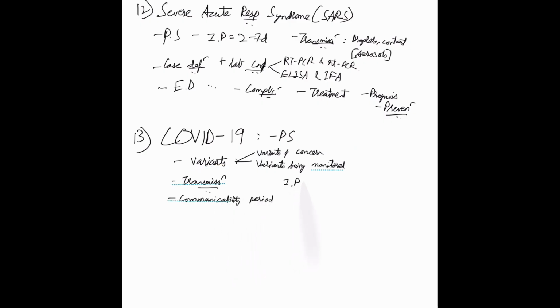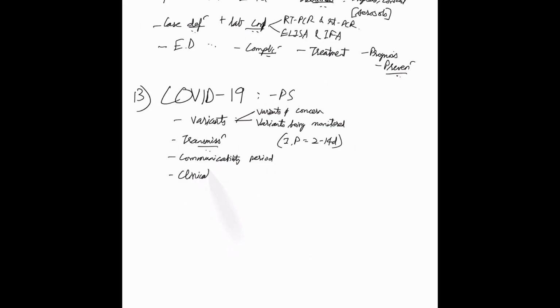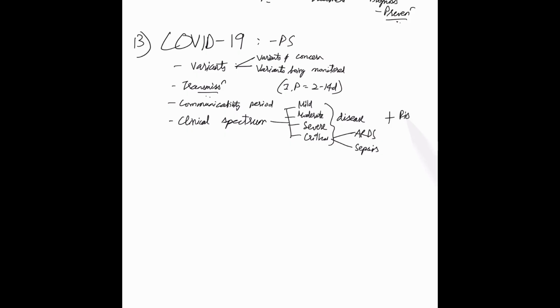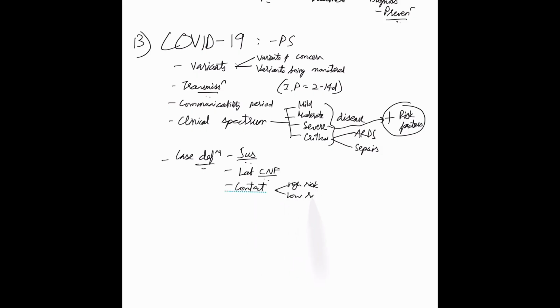COVID 19. We have the problem statement, the variants, which include variants of concern and variants being monitored, and the transmission of COVID 19. The incubation period is 2 to 14 days. You also know the communicability period and the clinical spectrum of COVID 19, which can be mild disease, moderate disease, severe disease, or critical disease. Under critical disease, you have ARDS, acute respiratory distress syndrome, and sepsis. And you should also know the risk factors for severe disease.